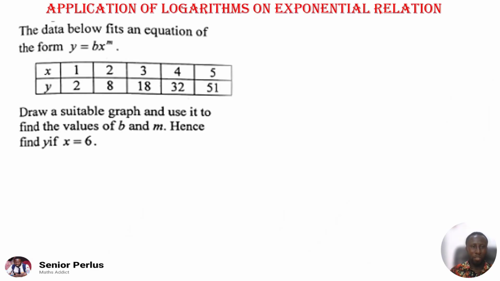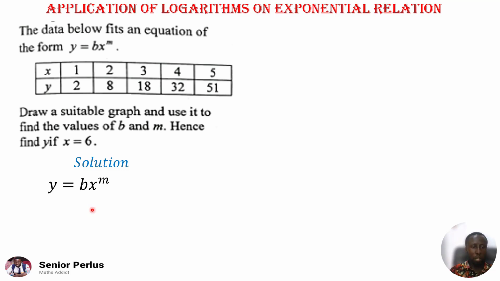So I have a nice question here. The data below fits an equation of the form y equals b s to the power m. And this is the data. Draw a suitable graph and use it to find the value of b and m, and hence y if s equals 6. So solution. This is a nice graph for us to solve. And this is what it's giving. Yes. So you see, this one becomes a little bit difficult for us to plot the graph. Okay, so you have to make it in an equation of a line form. Okay, good.